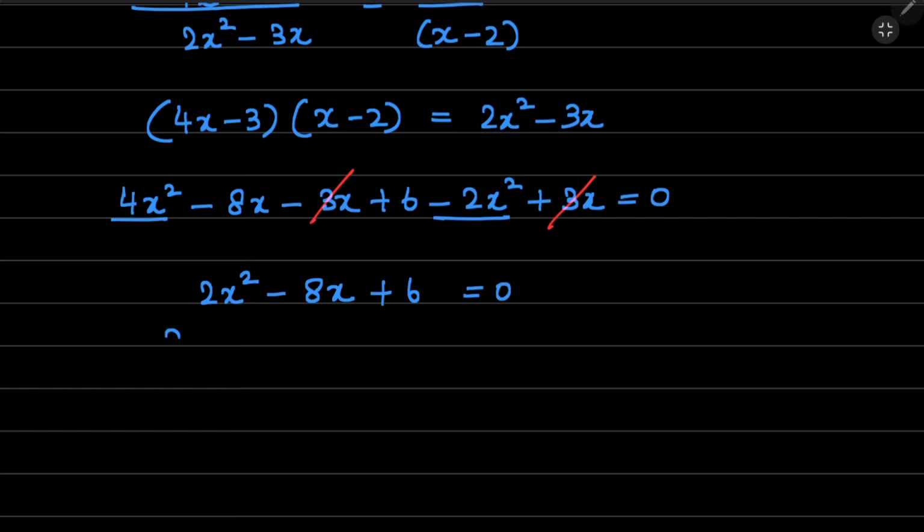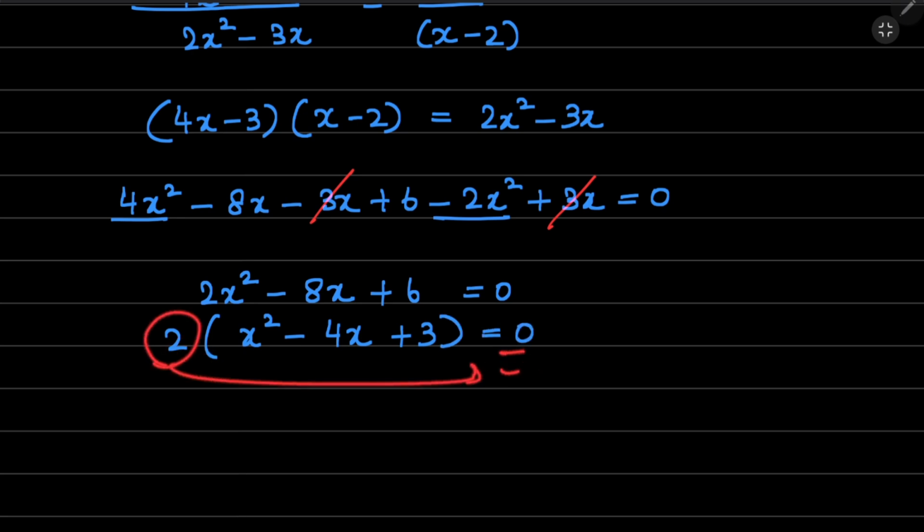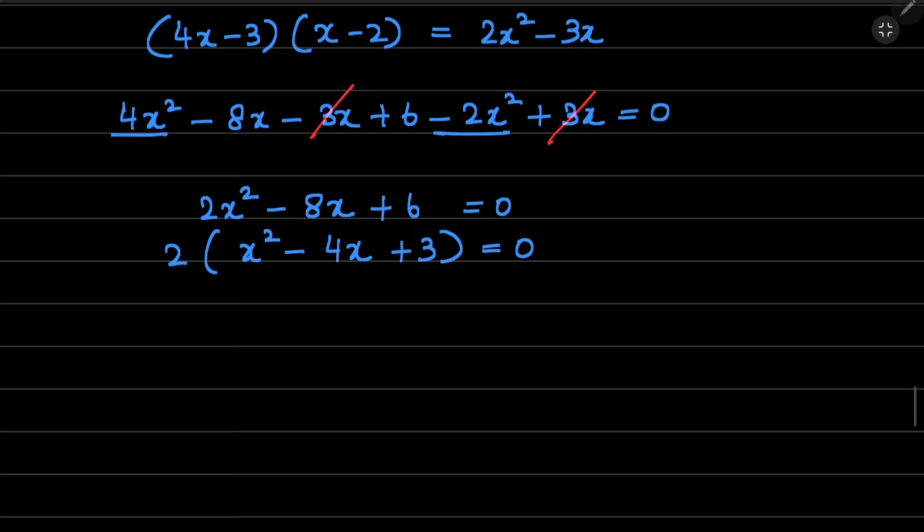Take 2 common out. So you'll have x square minus 4x plus 3 equal to 0. When this 2 goes to the denominator, the RHS will become 0. So what is the quadratic that we have now? x square minus 4x plus 3 equal to 0. Sum, the sum is the value of b, which is minus 4. Always remember to take it along with the sign. Product is nothing but a into c.